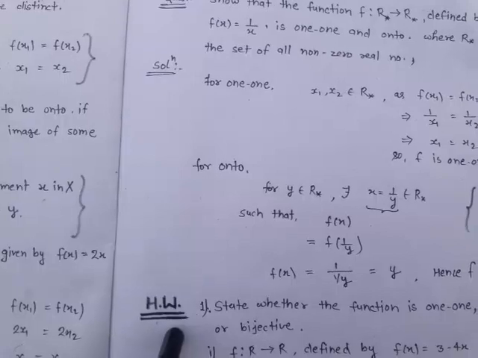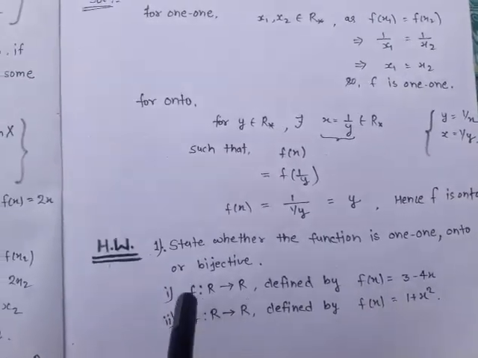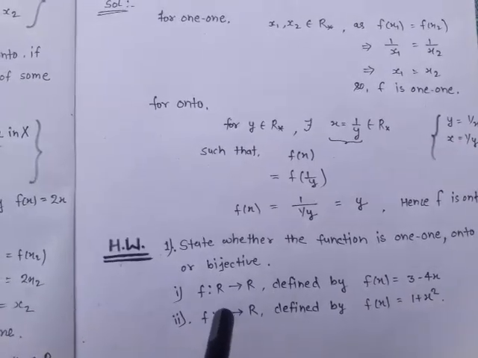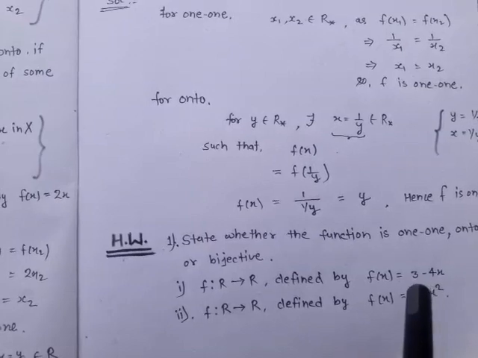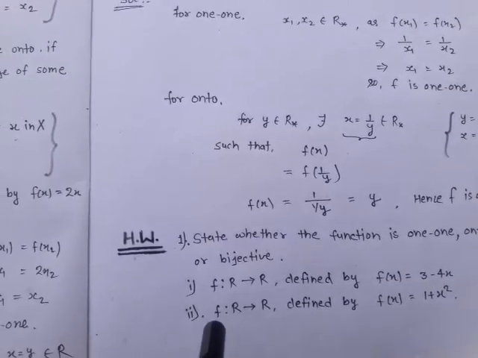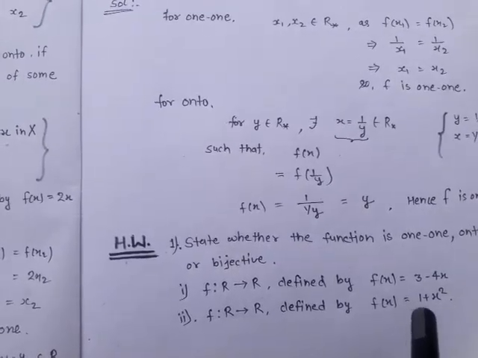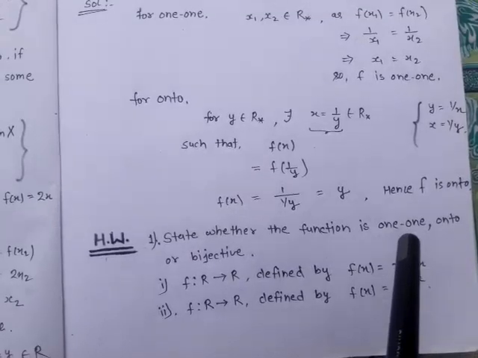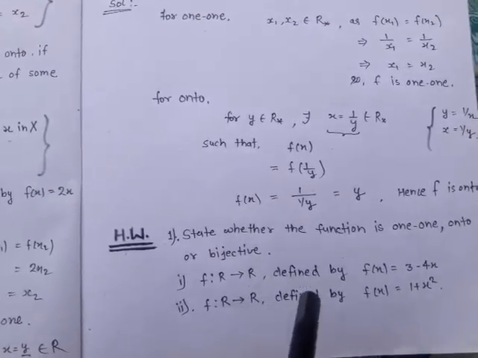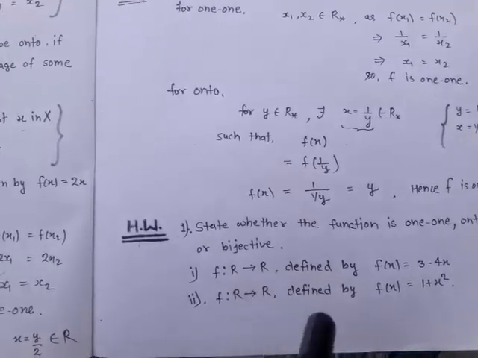Now using this you can solve your homework. State whether the function is one-one, onto, or bijective. The first question is f: R → R defined by f(x) = 3 − 4x, and the second one is f: R → R defined by f(x) = 1 + x². For both questions, check whether they are one-one, onto and bijective. Using this you can also solve your exercise related to this. Thank you.